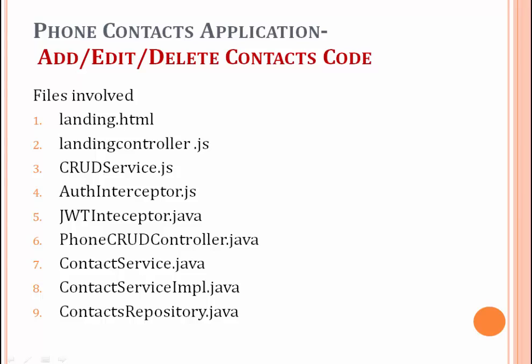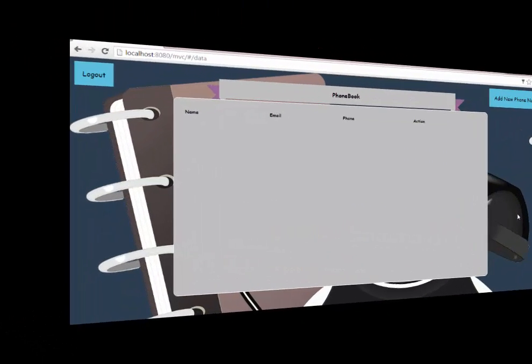On the server side, we have the JWT interceptor as we just saw in our last lecture. It makes sure that we are getting only valid requests for the data from the UI. PhoneCRUD controller has our operations, which it performs using the contact service implementation and ContactRepository.java. Let's have a look at the code.